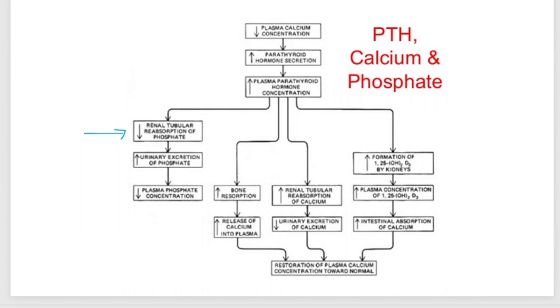Ultimately, we're trying to get blood plasma calcium back up. In the kidneys, it's going to increase renal tubular reabsorption of calcium, bringing it back into the blood, and it's going to decrease urinary excretion of calcium. So in the kidneys, vitamin D related, it's going to increase formation of D3 by the kidneys. That's going to increase the concentration of D3, and that is going to increase calcium absorption from the intestine, ultimately resulting in plasma calcium concentration returning to normal.